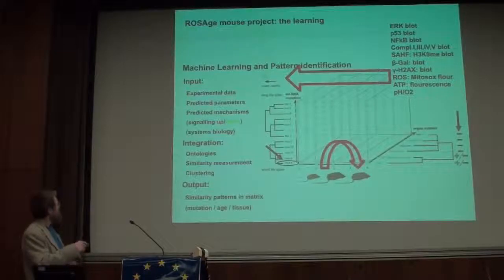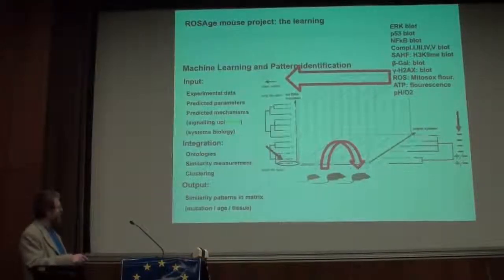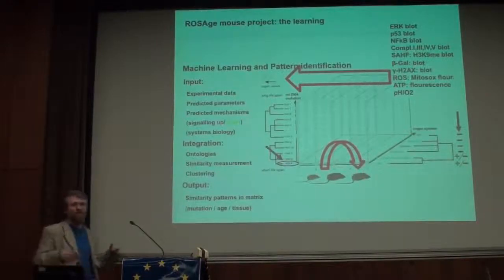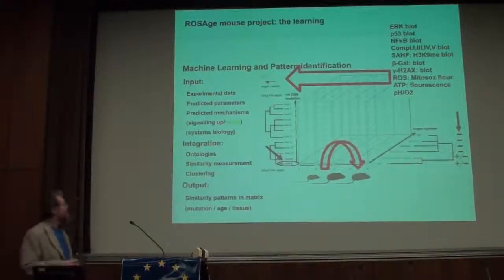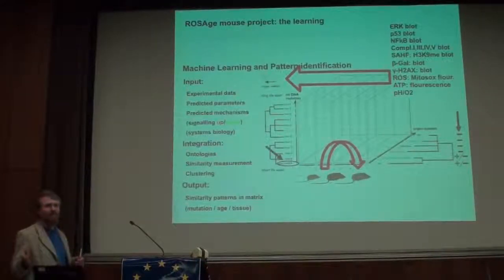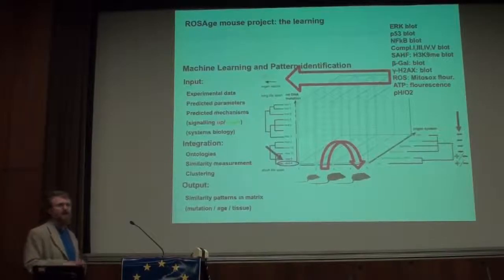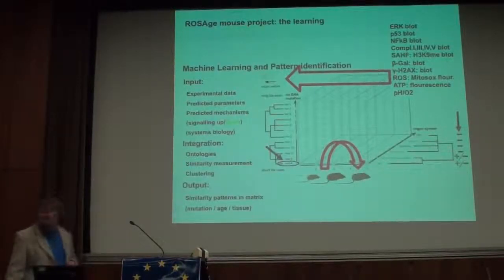So we will also use systems biology modeling to predict parameters and mechanisms, the signaling up-down that I've been talking about yesterday. And we'll integrate the data of ontologies to similarity measurement, clustering, machine learning. And I would like to know which kind of mutations at which point of life in the mouse, in which organ system has the strongest effect on aging. It means it is also very important to look at various aging theories like hyperfunction versus damage, for example, and especially looking in particular at the role of ROS.